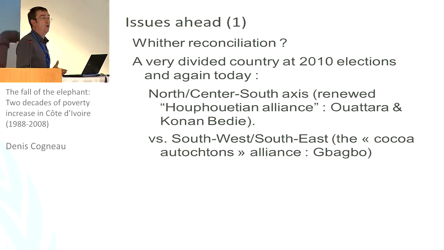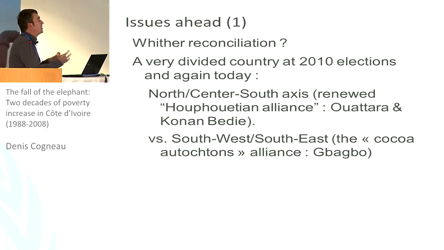So where do we stand now in Côte d'Ivoire? Côte d'Ivoire is still very, very divided, despite recent attempts at reconciliation. It was shown at the 2010 elections, which were very conflictual, between the present President Alassane Ouattara and the former one, Laurent Gbagbo. And so here I delve a little bit into the political dimension of those issues.